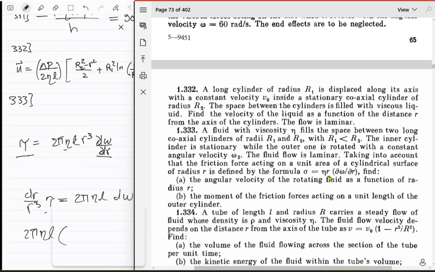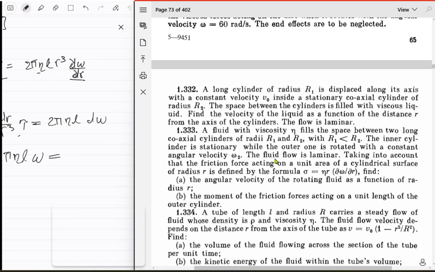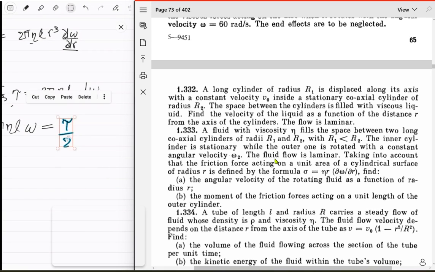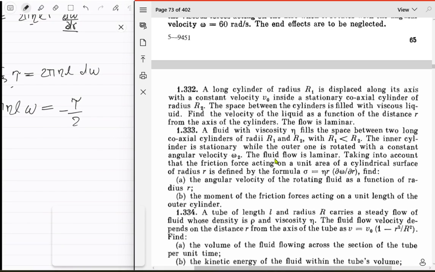This was which question? 333, right? Yes, the inside cylinder is stationary. So we'll just go from R1 to some R, then it's just omega over there because we're going from 0 to omega. Okay, this is equal to, this is like R power negative 3, which we integrate. It's supposed to be negative 1 actually, right? Negative 1, so negative tau upon 2, and then this integrates.